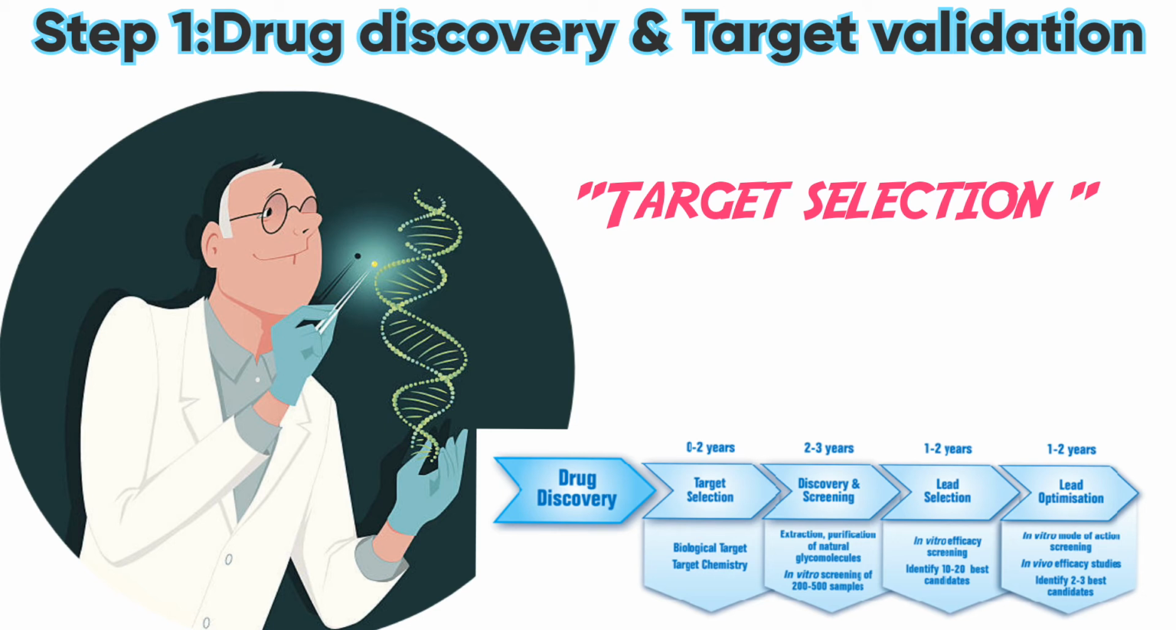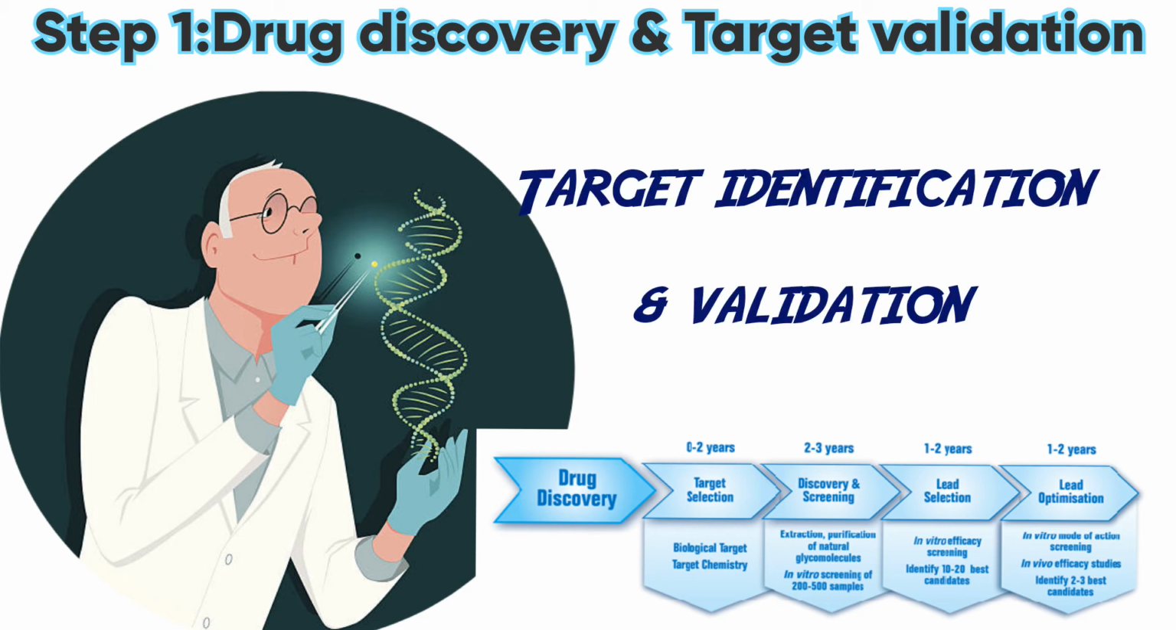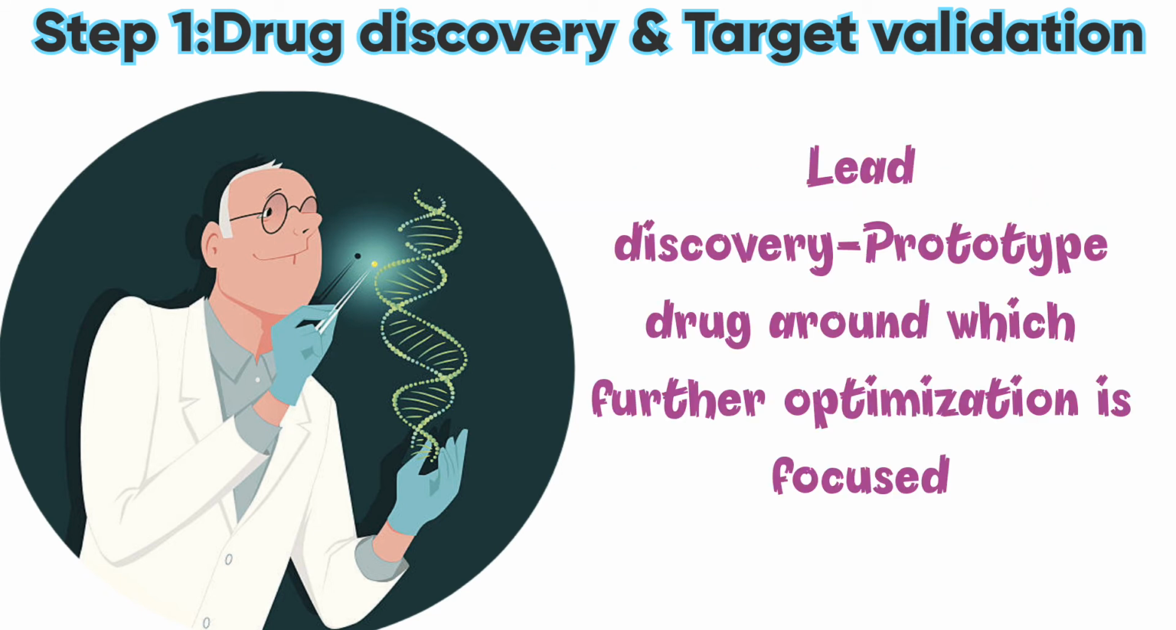Target identification is to identify molecular targets that are involved in disease progression. Target validation is to prove that manipulating the molecular target can provide therapeutic benefit for patients. Lead discovery is the prototype drug around which further optimization is centered and focused. A lead compound is one that is believed to have potential to treat disease.